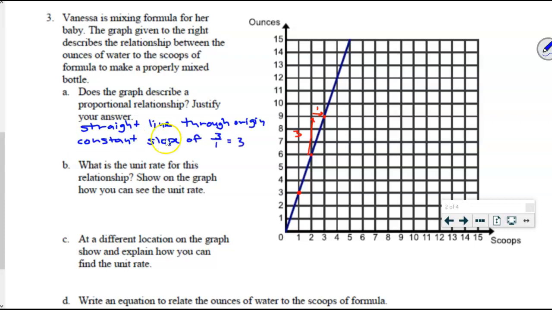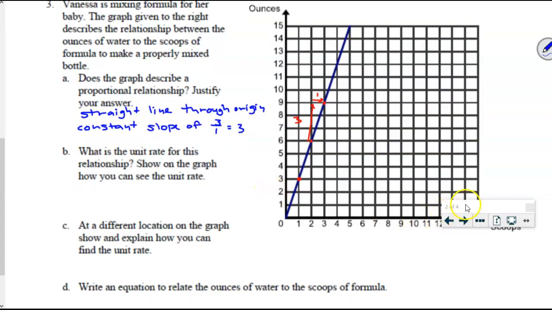What is the unit rate for this relationship, and where am I going to see that on the graph? Okay, Gabe, go ahead.